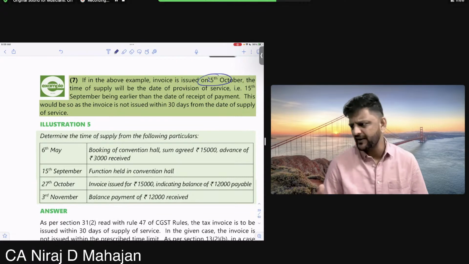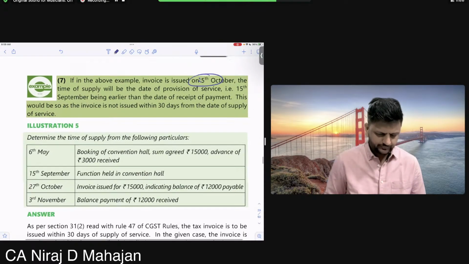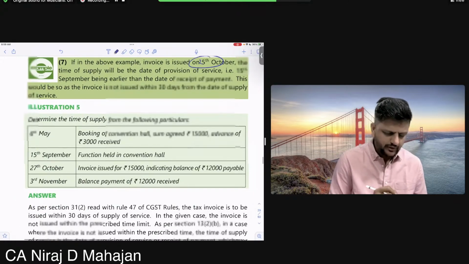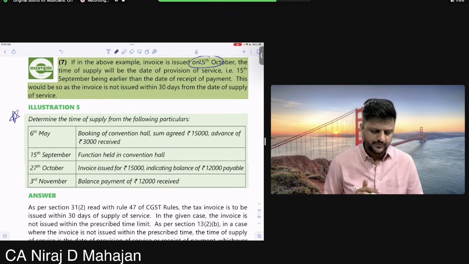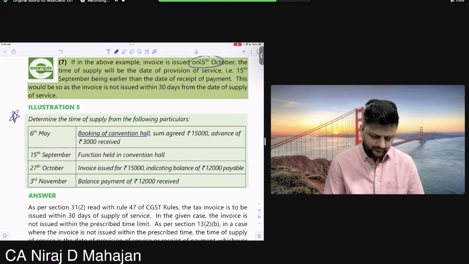So there are lots of these practical questions that are asked, okay? Time of supply as well as value of supply. Chalo, ready? Determine, all the examples are important, no? Determine the time of supply from the following particulars. 6th May, booking of convention hall. This is a good example.